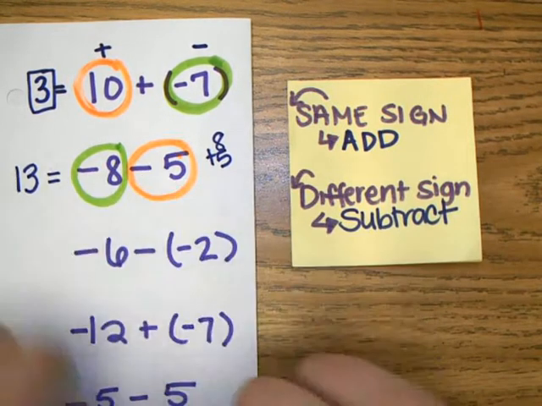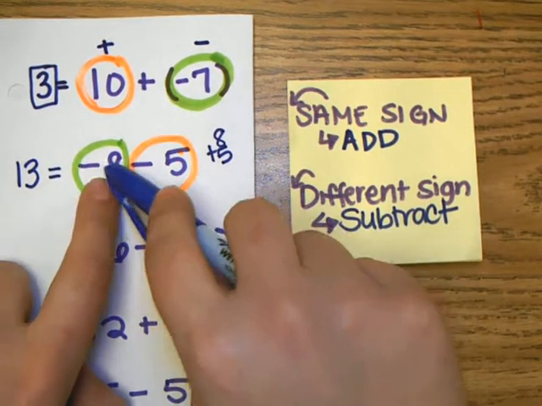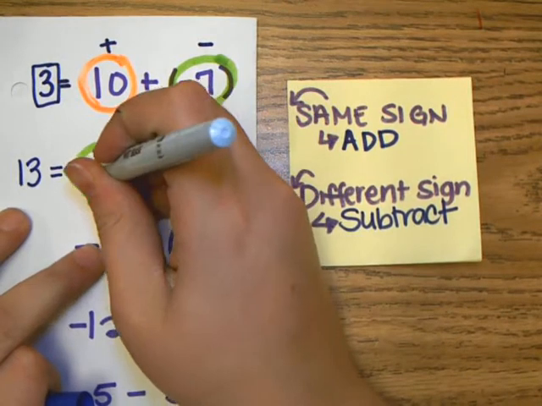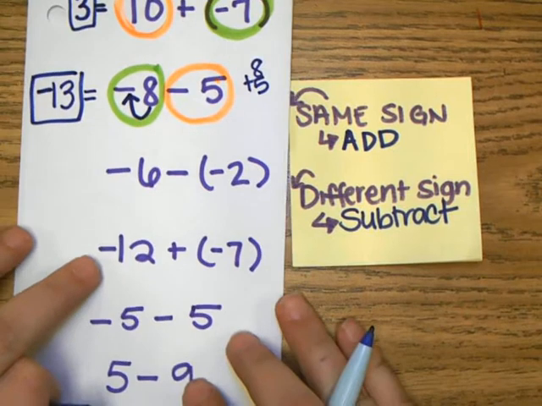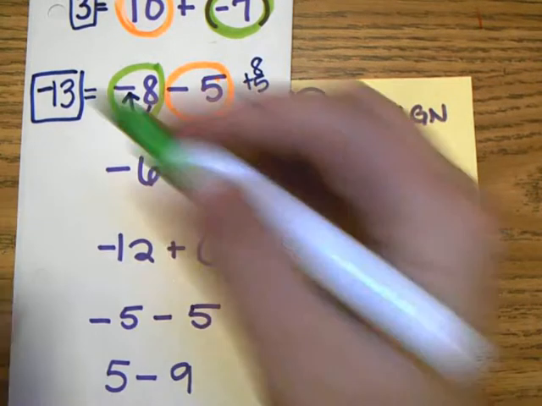Then you're going to look in front of the bigger number. Not negative 8 or negative 5. You're going to look at it as 8 and 5. 8 is larger, so if we look in front, it's going to be a negative 13.